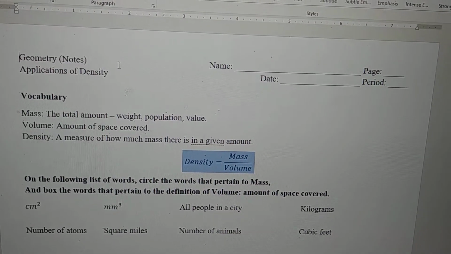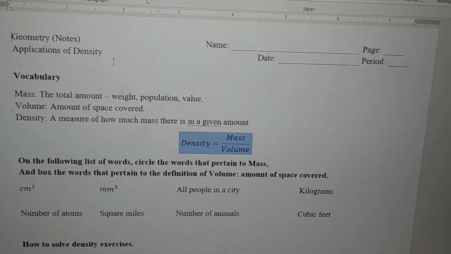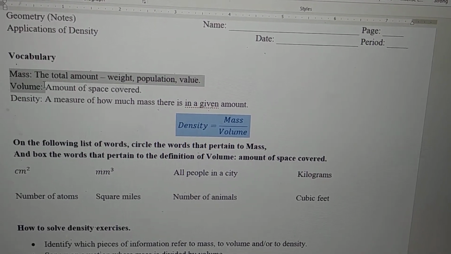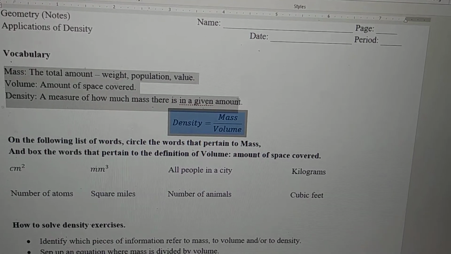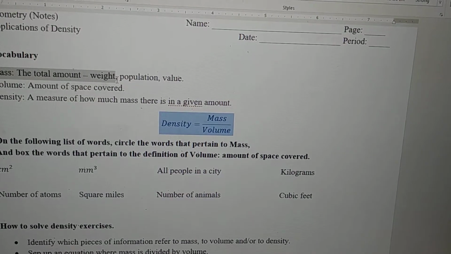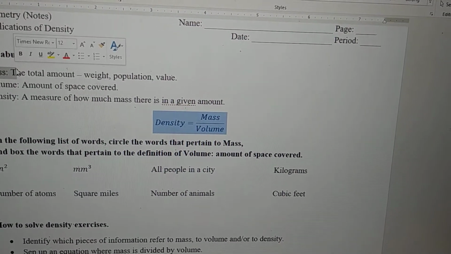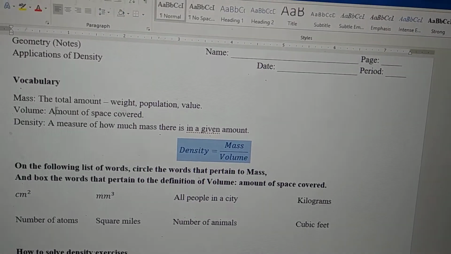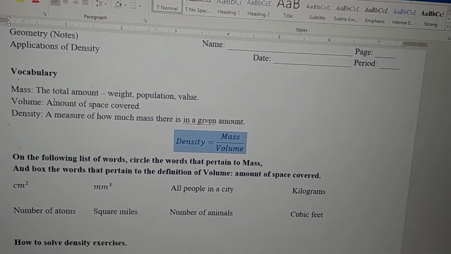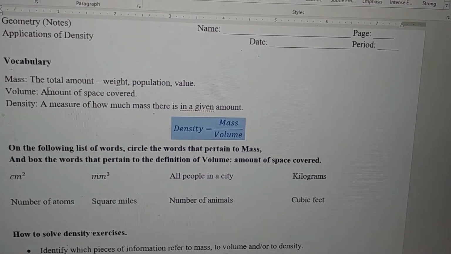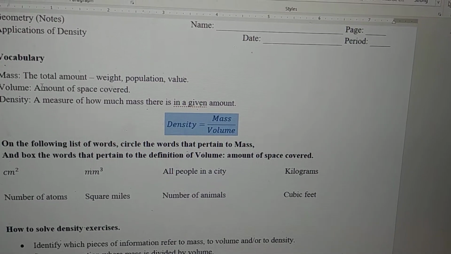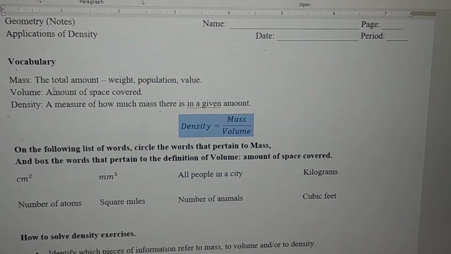Applications of density. For that, we need three vocabulary words: mass, volume, and of course, density. Here's a setup of how these three words relate to each other. Mass is the total amount, which could be weight, population, or just a value. Volume pertains to the amount of space covered, and density is a measure of how much mass there is in a given amount.